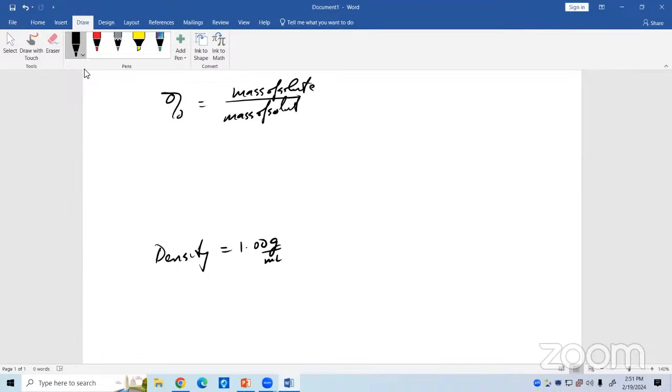Now the mass of the solution, well, this one is interesting. Let me see here. Okay, so the question is asking for the mass of the solute. And the percent is multiplied by 100%, by the way. And this will be equal to 3.5%, all right?